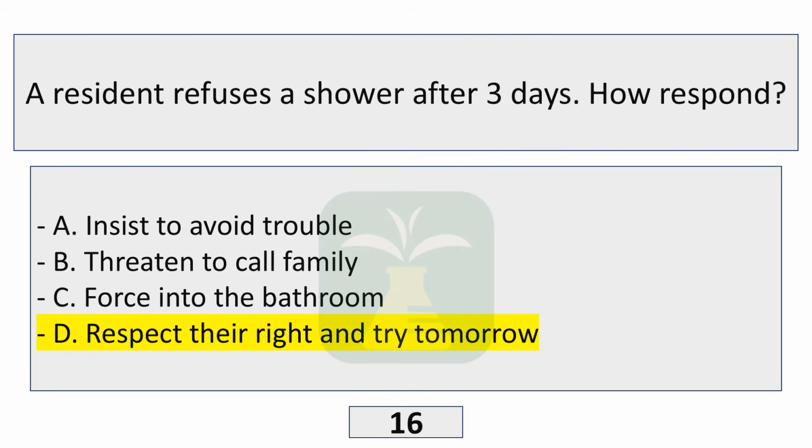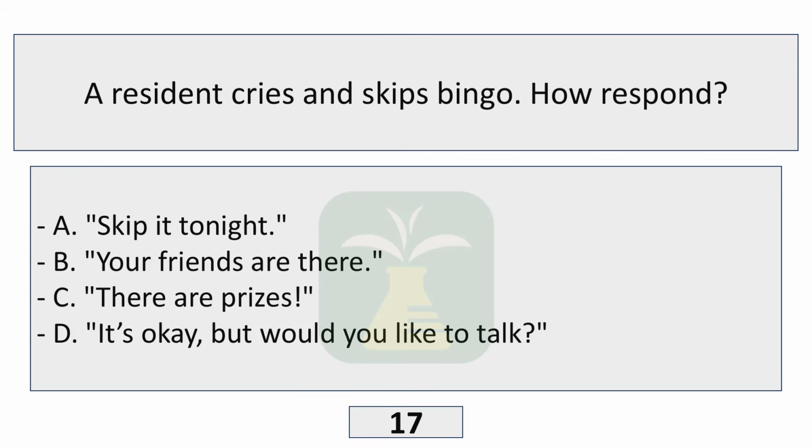Correct answer. D. Respect their right and try tomorrow. Patients have the right to refuse care. Explore reasons later.